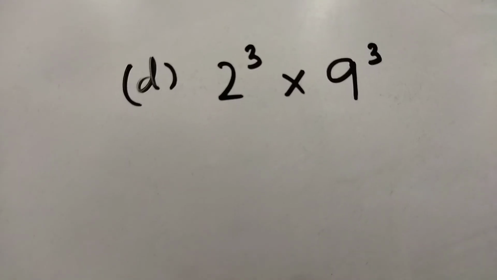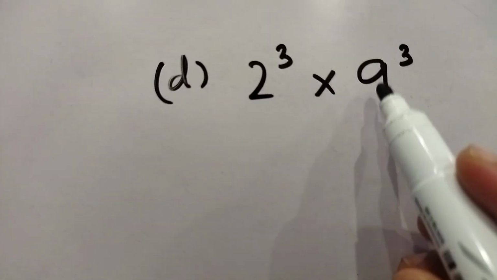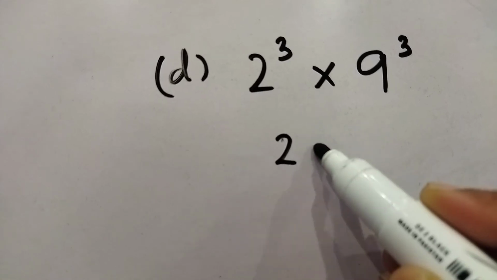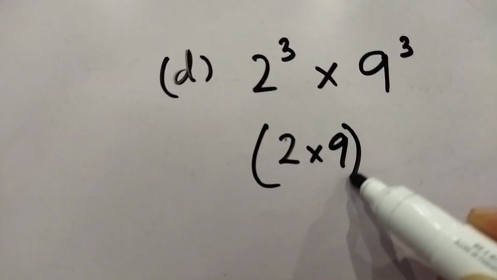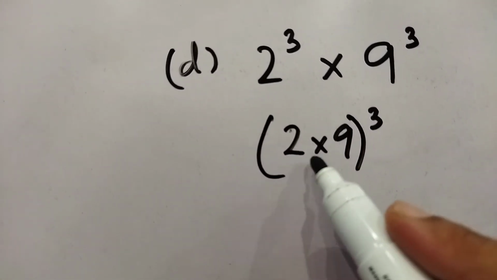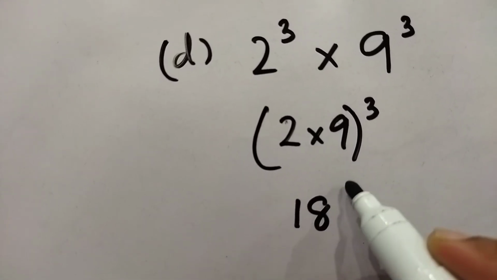Same goes with part D. Here we have different bases with the same powers. So we are going to multiply 2 with 9 and the power will remain the same as 3. 2 9s are 18. So the answer is 18 raised to power 3.